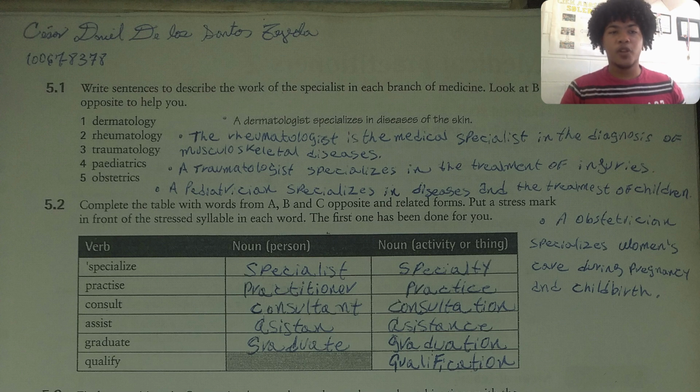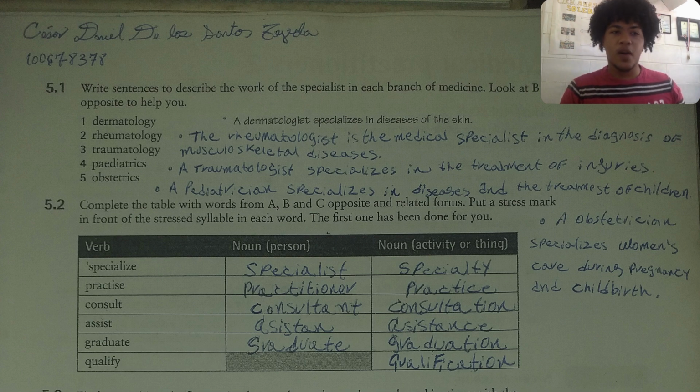Number 1, Dermatology. A dermatologist specializes in disease of the skin. Number 2, Rheumatology. The rheumatologist is the medical specialist in the diagnosis of musculoskeletal disease. Number 3, Traumatology. A traumatologist specializes in the treatment of injuries. Number 4, Pediatrics. A pediatrician specializes in disease and the treatment of children.